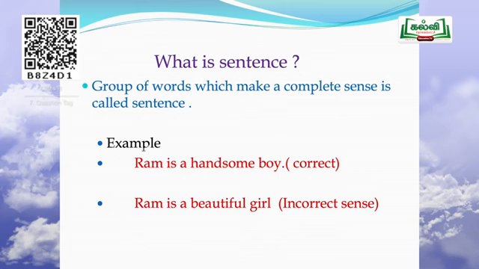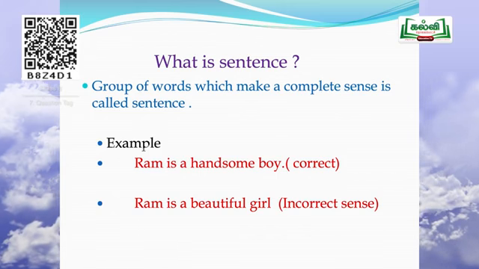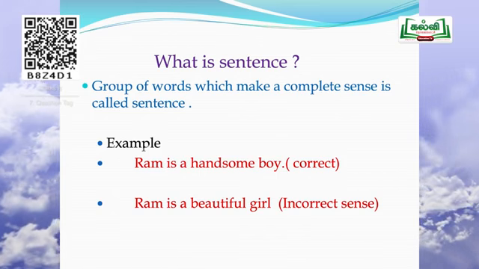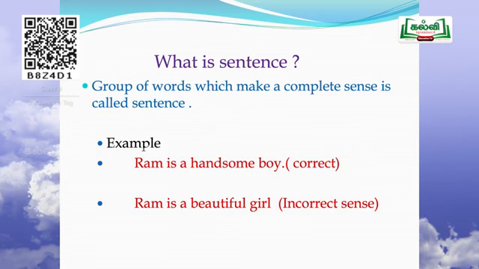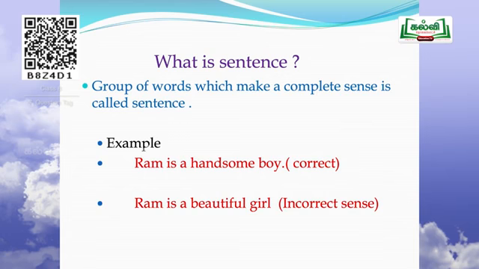Based on the structure, we have three kinds of sentences: simple sentence, compound sentence, and complex sentence. Shall we go into detail? Come on, let's go. We will begin from here. What is a sentence? A group of words which makes a complete sense is called a sentence.